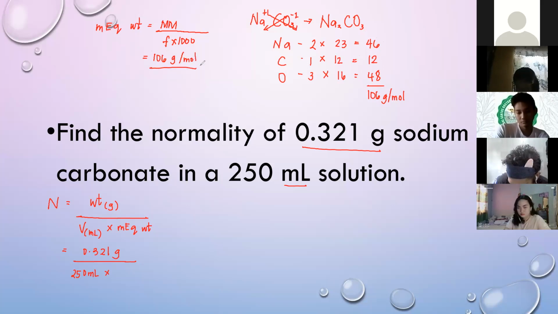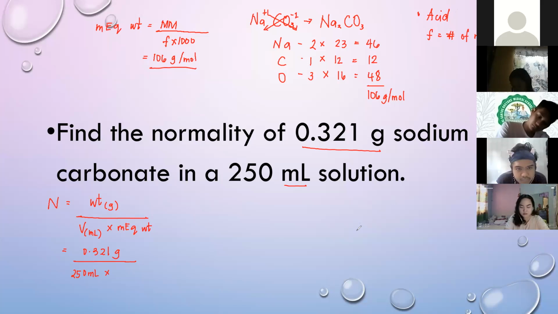Yung problema na lang natin, class, yung F. Paano ba matadetermine yung F? Please take note of this. If the substance is an acid, the F is the number of replaceable hydrogen. Again, if the substance is an acid, the F is the number of replaceable hydrogen. Ibig sabihin yan. Example ng acid, hydrochloric acid. Ilan yung hydrogen niya? Isa. So kay isa ang hydrochloric acid, ang F niya is 1.